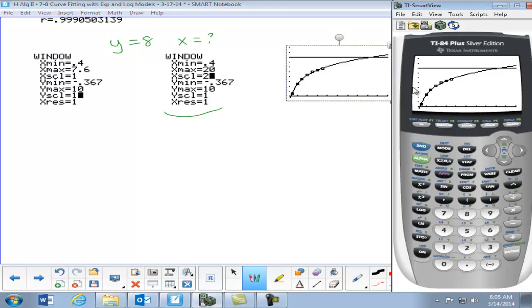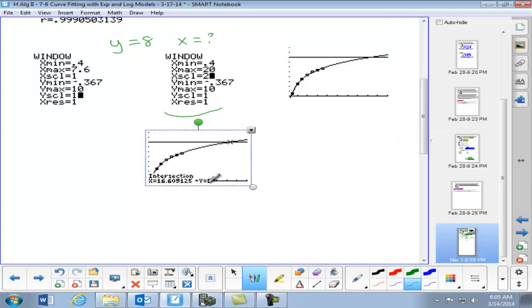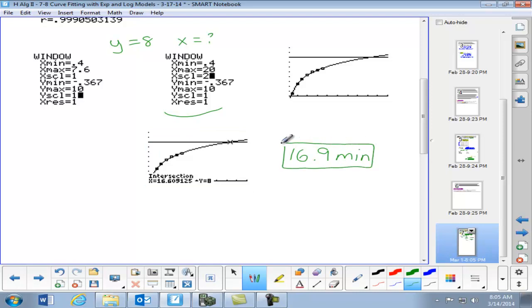Alright, well, once again, we need to find this point of intersection. So second, calc, intersect, enter, enter, enter. First curve, yep. Second curve, yep. Yes, yep. And you can see that it is 8 at 16.9, and the units for that time were minutes. So it is 16.9 minutes.